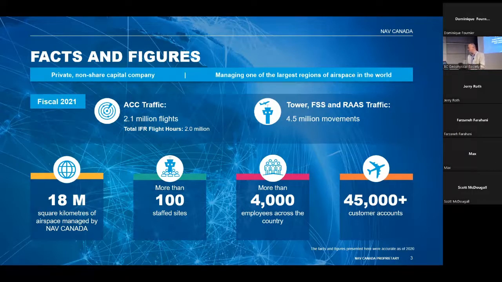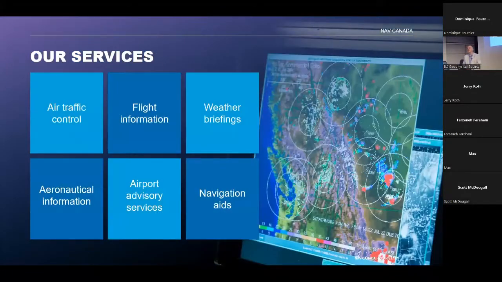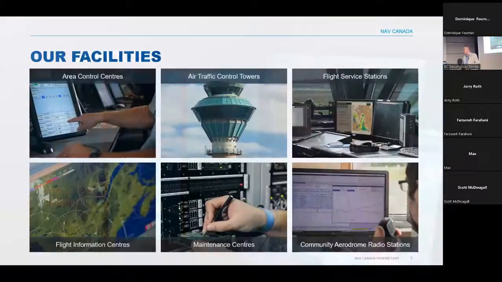The primary service that we provide is air traffic control. That's what most people know us for. And if you watch in the movies, you'll see the air traffic control centers, you'll see people controlling aircraft. That's fundamentally what people associate NAV Canada with. There's a lot of other services that go on into that airspace as well, including flight information, flight planning, weather briefings, and other activity. And there's a lot of infrastructure that we lay down to be able to do this.